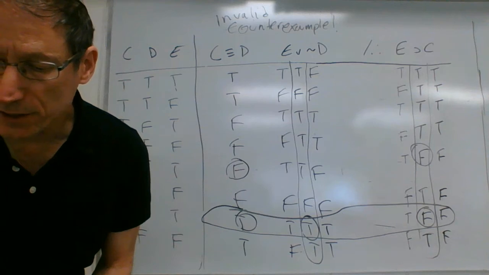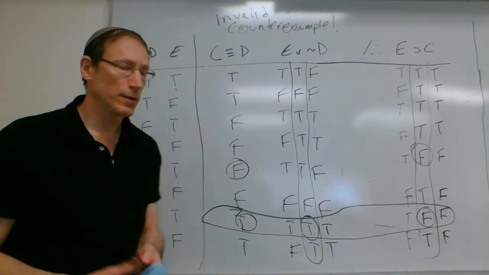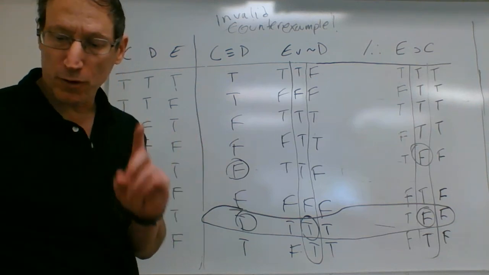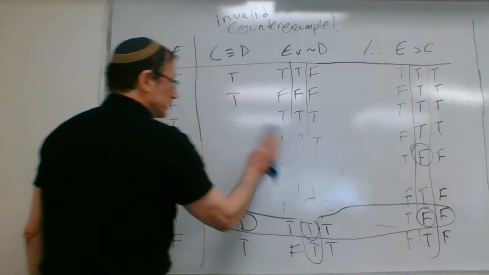I'm going to do something pretty simple. Let's do number 1 from 6.4 Roman numeral 1. Give me a moment to erase the board.